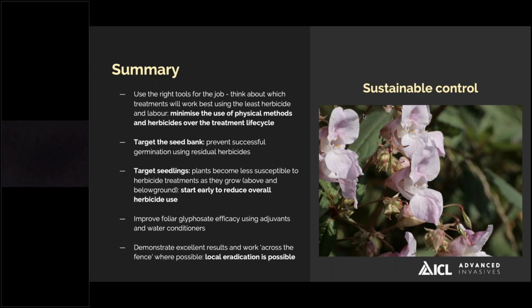In certain settings, improve foliar glyphosate efficacy using adjuvants and water conditioners, and where possible, demonstrate excellent results and work across the fence where possible. If you've demonstrated local eradication, it's much easier to sell to neighbouring landowners, and it's easier to sell success and demonstrate how the linking up and working together can deliver more.